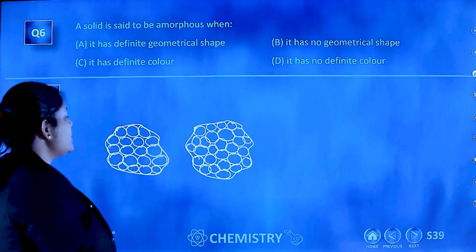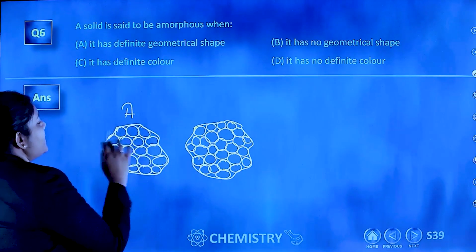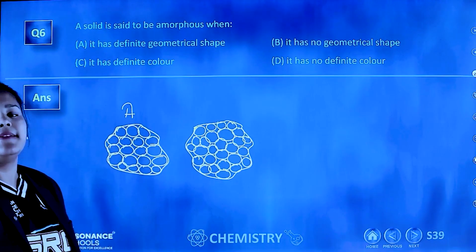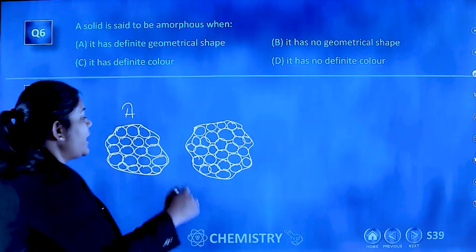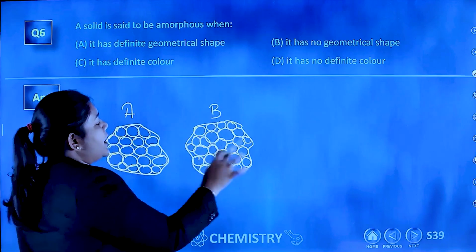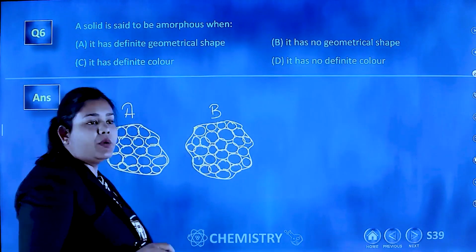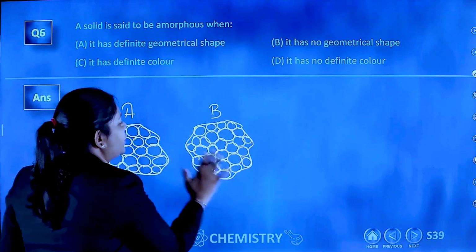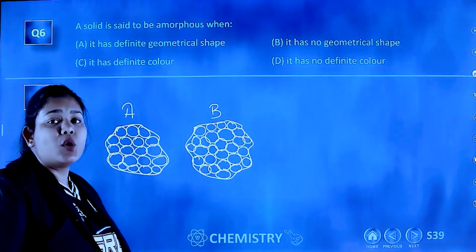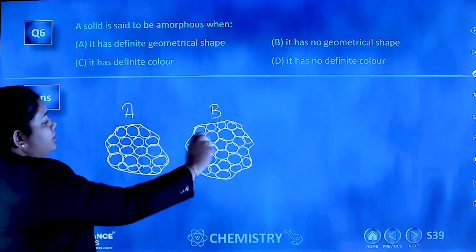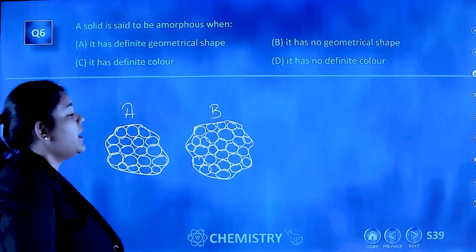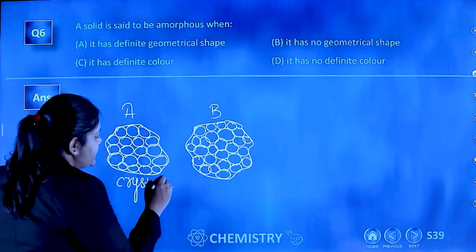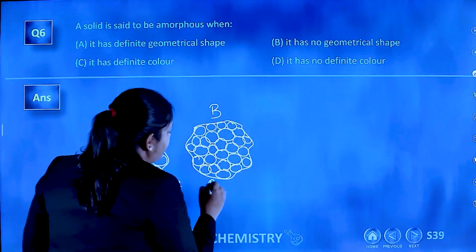In option A, you can see the particles are properly arranged. They are arranged in a particular manner. But in option B, there is no trend. You cannot see any diagonal relationship, so there is no particular trend of joining the elements. Here the arrangement of elements is not proper. Here the arrangement of elements is proper. Such types are known as crystalline solids, the perfect solids, and these are known as amorphous solids.